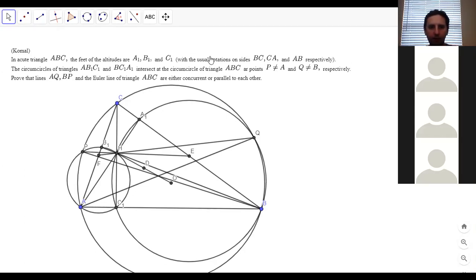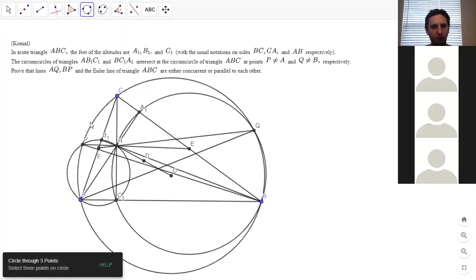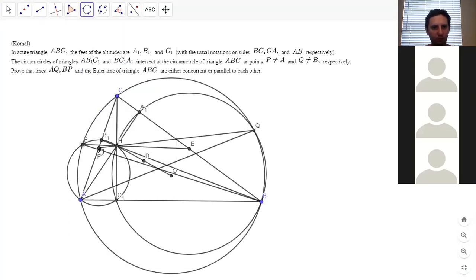F and Q are inverses with the circle with center H and radius HA1 times HA. So are P and E. So PEFQ is cyclic then? Is that true? Yes.